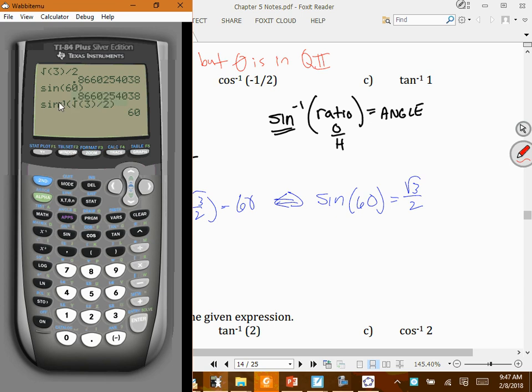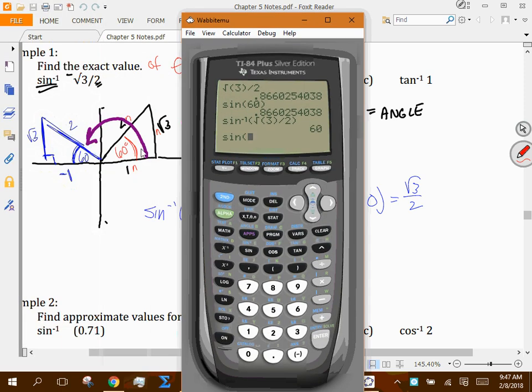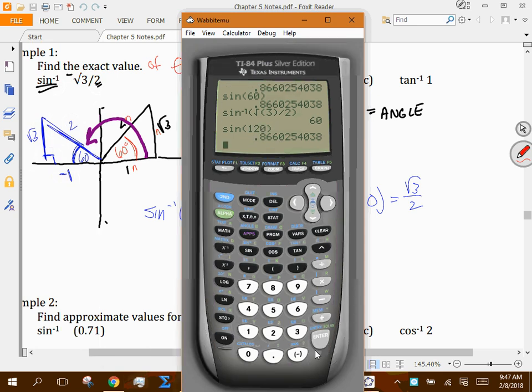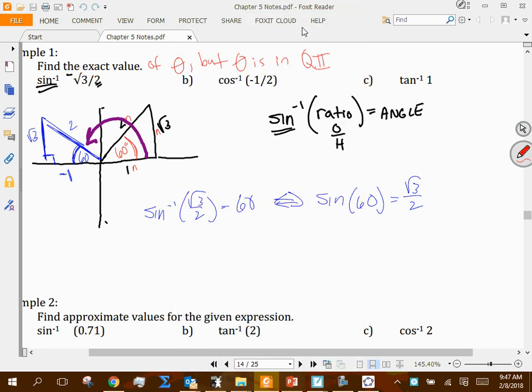But what I want you guys to understand is that even though sine of 60 gave me this number back, sine of this angle here should give the same thing back. So sine of 120 gives me back the same 0.866, right? So what I want you guys to understand, and I think maybe it makes sense to show it down here. The sine of 60 is equal to root 3 over 2. The sine of 120 is equal to root 3 over 2.